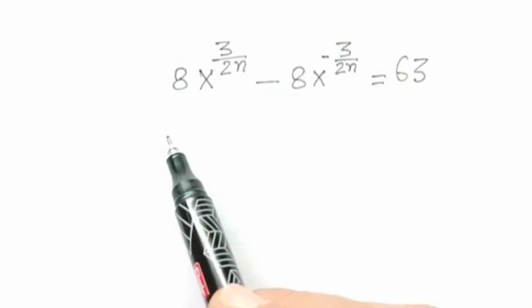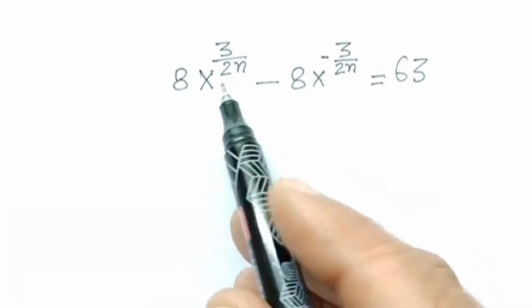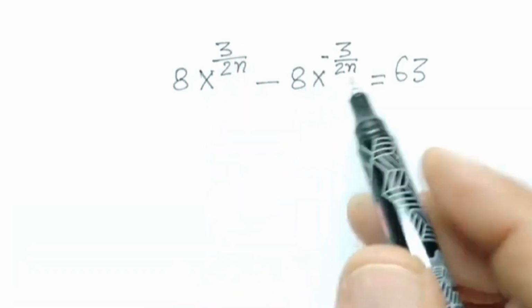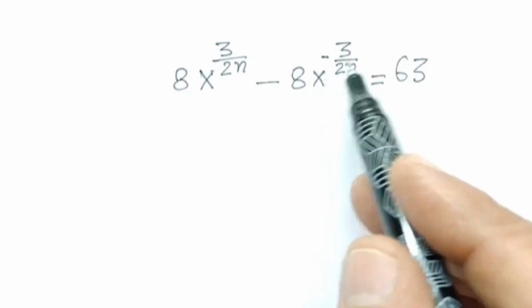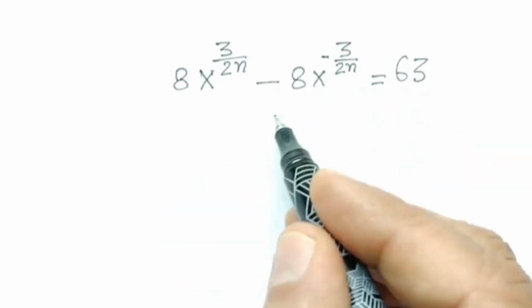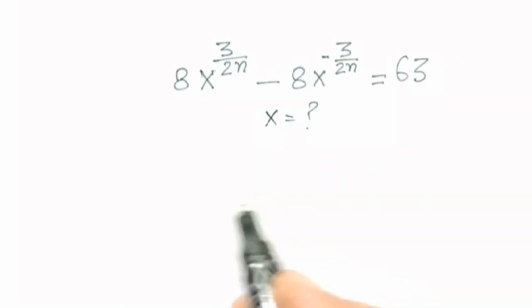Hi friends, today we have a nice exponential equation: 8x^(3/2n) minus 8x^(-3/2n) is equal to 63. So we have to find out the value of x. Okay, so let's start.